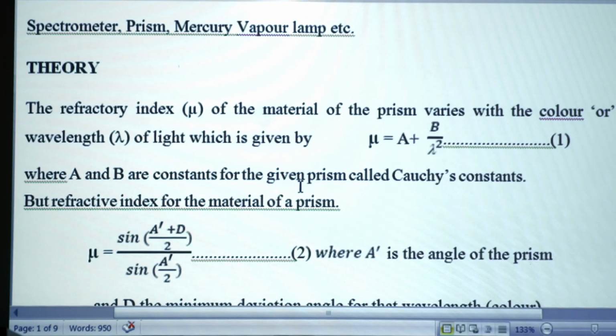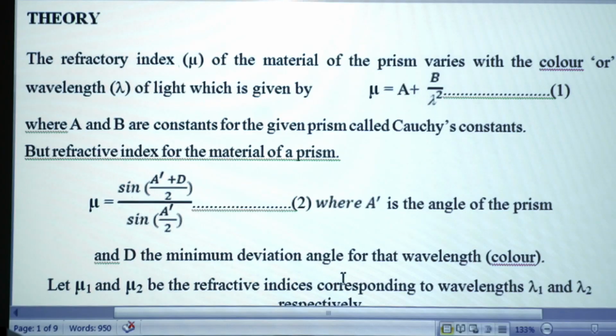Now coming to the theory, the refractive index of a particular color is given by the formula A plus B by lambda square, where A and B are known as the Cauchy's constants for the prism. They are constants for the given prism.